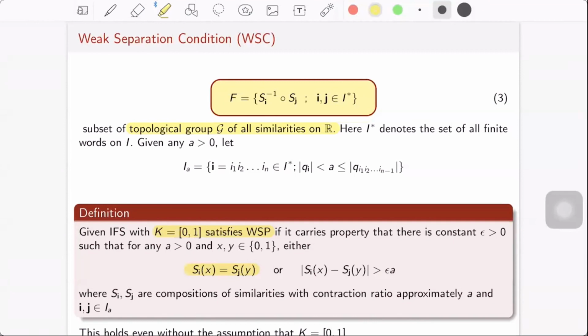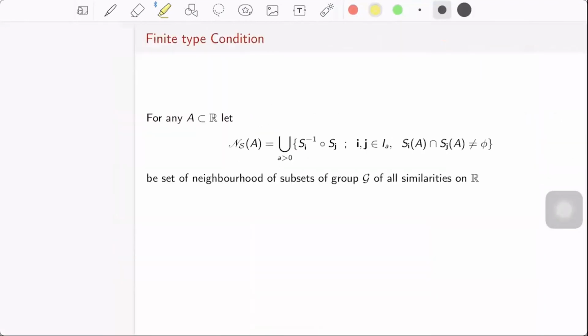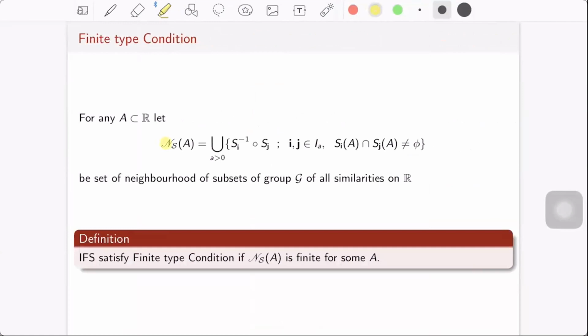Please note that this holds even without the assumption that a self-similar set in R is an attractor. Next is the finite type condition.